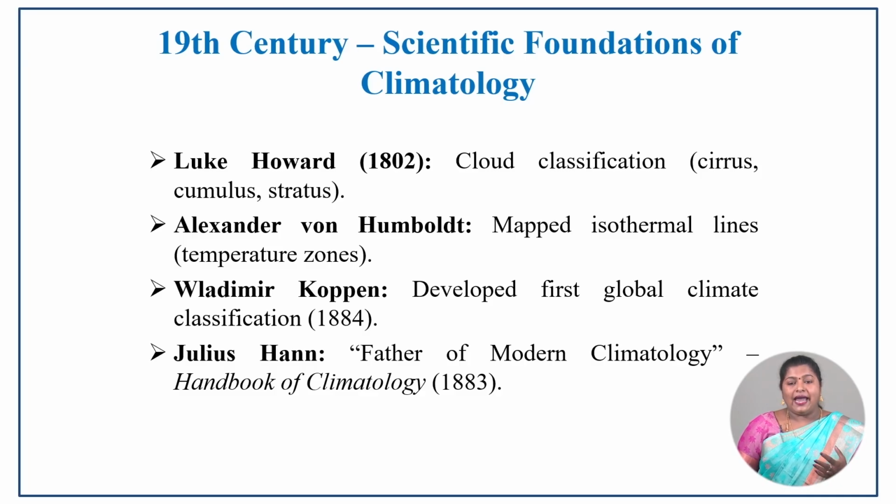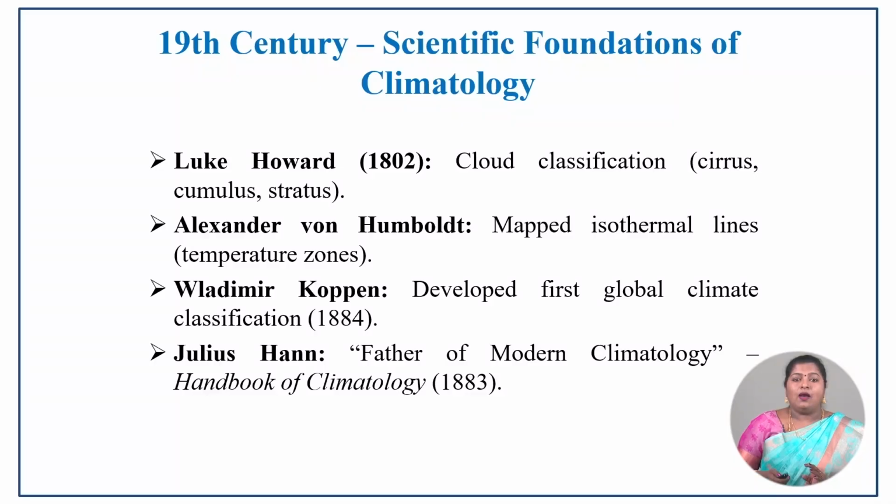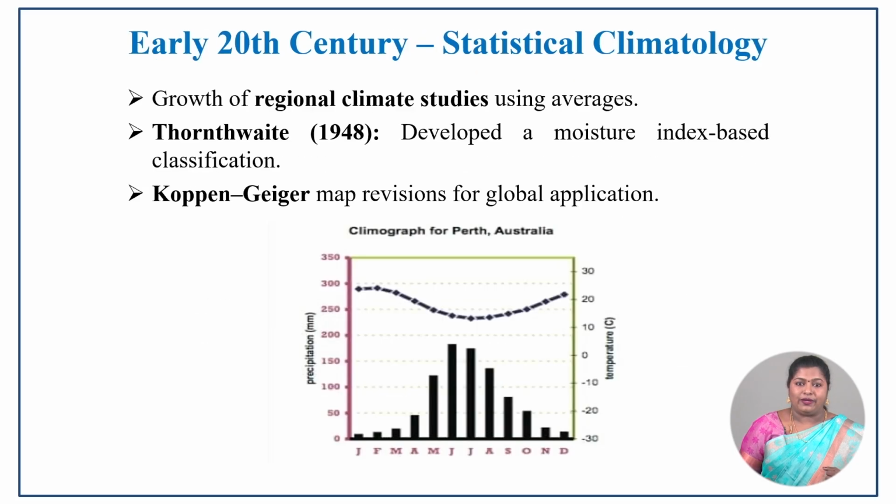Luke Howard, in 1802, classified the clouds as cirrus, cumulus and stratus. Alexander von Humboldt mapped the isotherms and framed the temperature zones. Wladimir Köppen developed the first global climate classification in 1884. Julius Hann, the father of modern climatology, came up with the Handbook of Climatology in 1883.